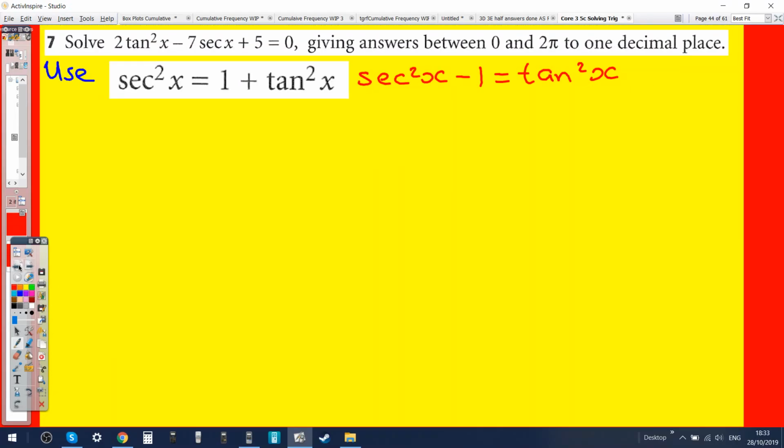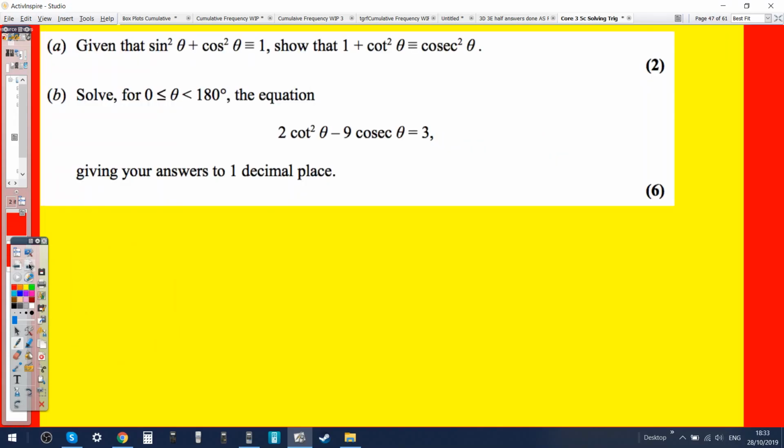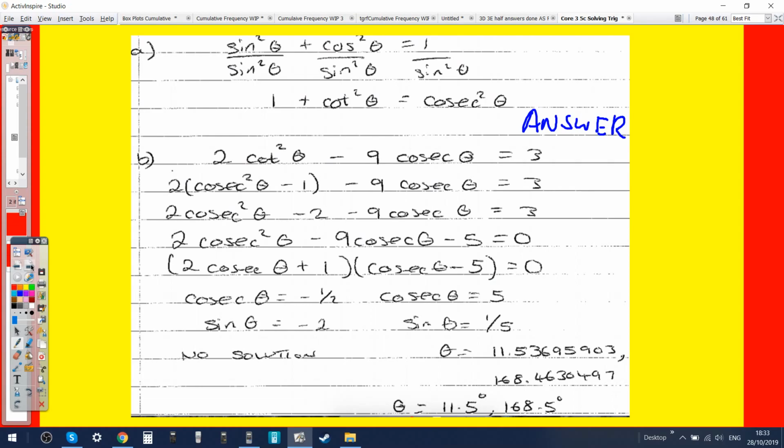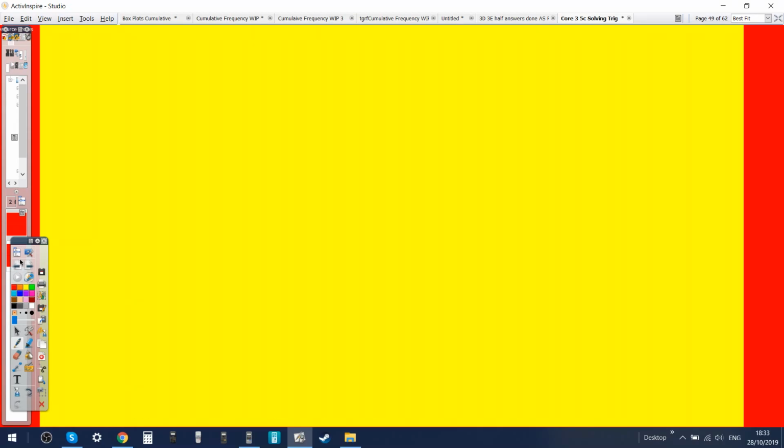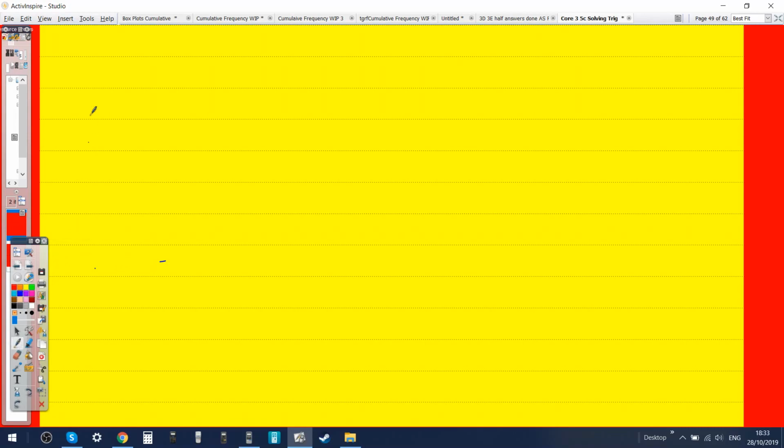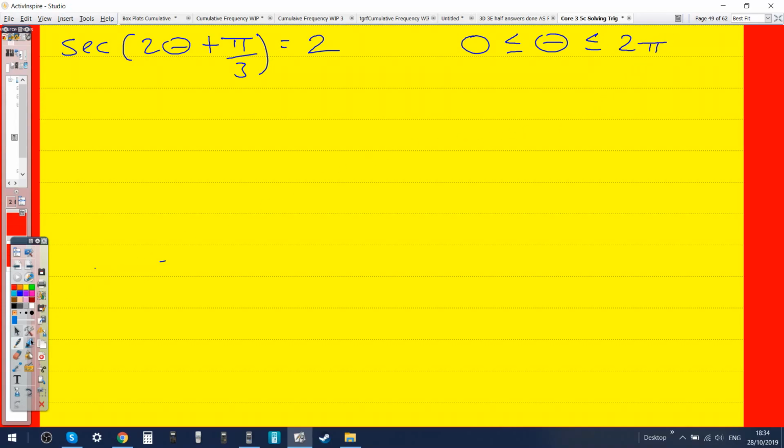Let's see. I have an example here. Maybe having done this will be easier, but I'll just read it out. It's sec of bracket 2 theta plus pi over 3 equals 2. And the range is 0 to 2 pi. Okay, so what do you think now?